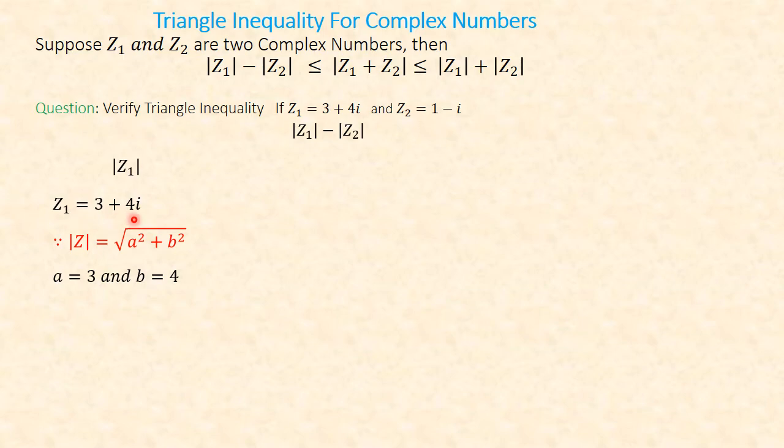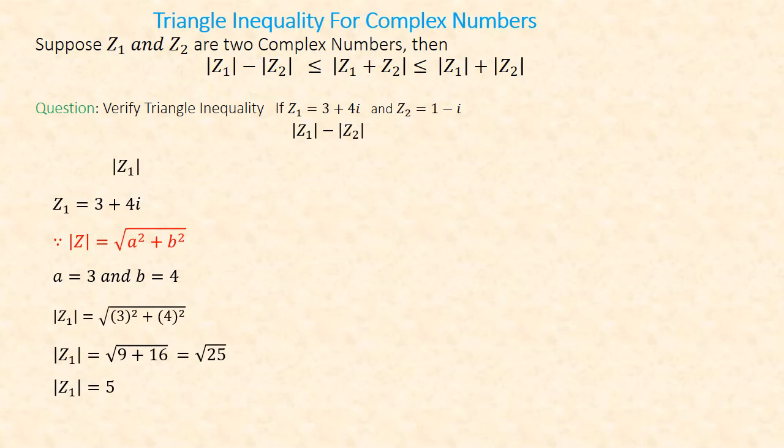z1 is equal to 3 plus 4 iota. We'll use the modulus formula, that is square root of a square plus b square. Here a is 3 and b is 4. So a is replaced with 3 and b is replaced with 4. That becomes square root of 3 square plus 4 square. 3 square is 9 and 4 square is 16. 9 plus 16 is equal to 25 and square root of 25 is 5. That is, modulus of z1 is equal to 5.